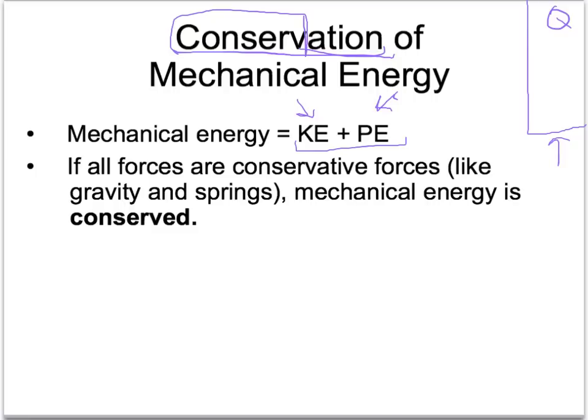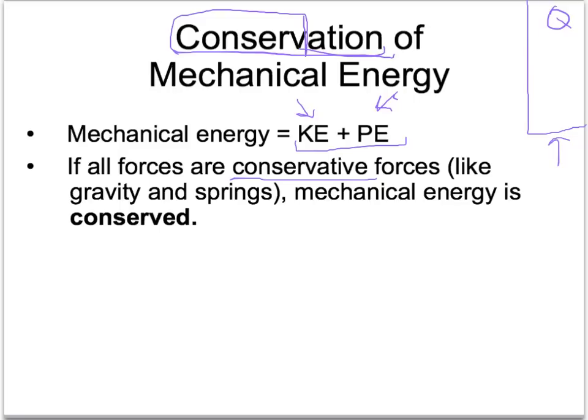If all the forces acting on something are conservative, we'll talk more about that as the year goes on, but conservative means that a force doesn't cause energy to be lost to a system. Conservative forces are things like gravity and spring forces. Then mechanical energy is conserved.